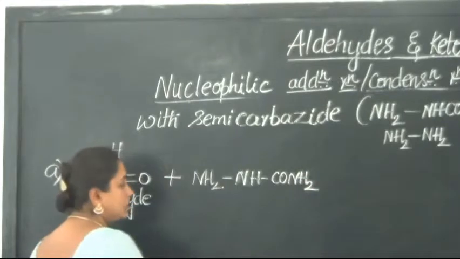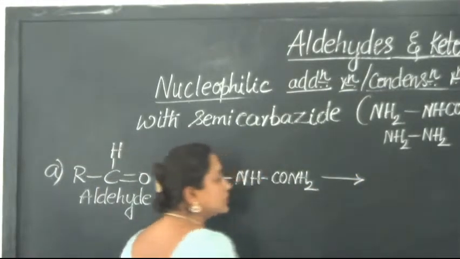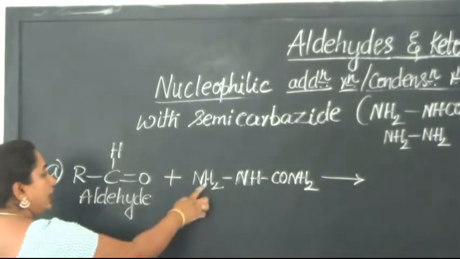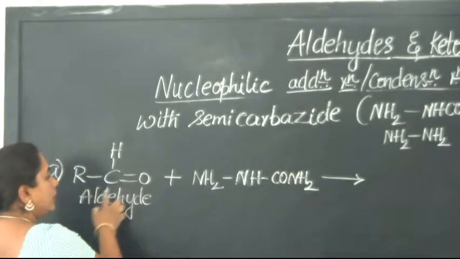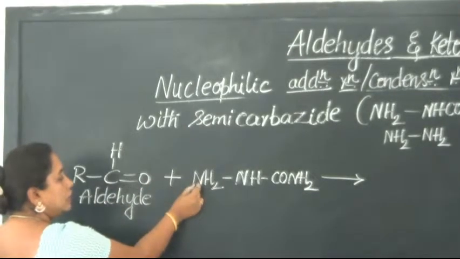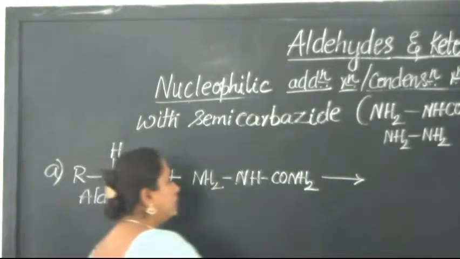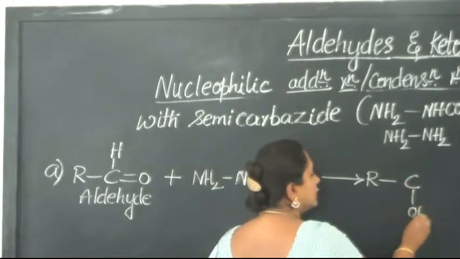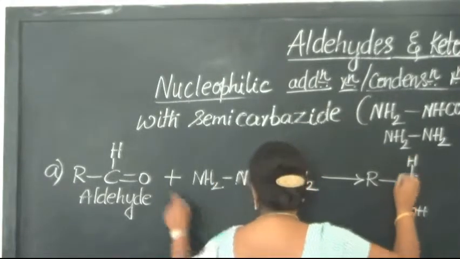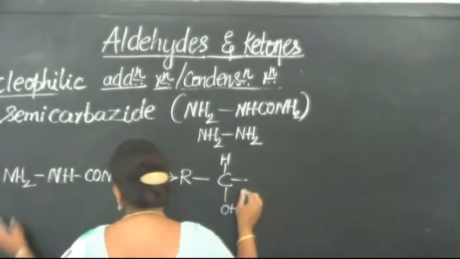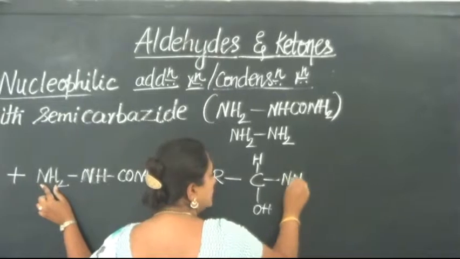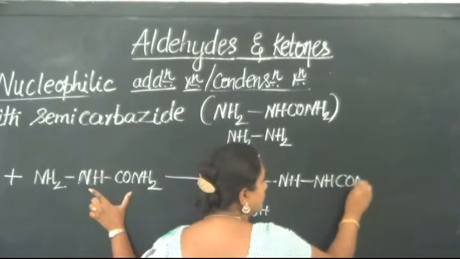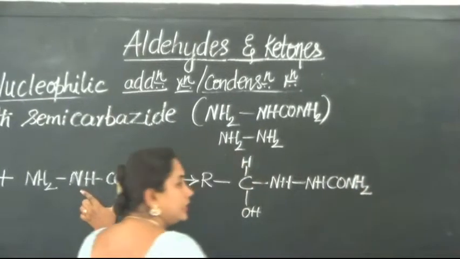undergo addition. Addition takes place at the double bond. So one hydrogen from here will link with oxygen forming OH below, and now this nitrogen is left with only one hydrogen. So the addition product formed will look something like this: OH below, H above, H as it is, now linked with NH. This in turn is linked with NHCONH2. This is the addition product obtained in step 1.